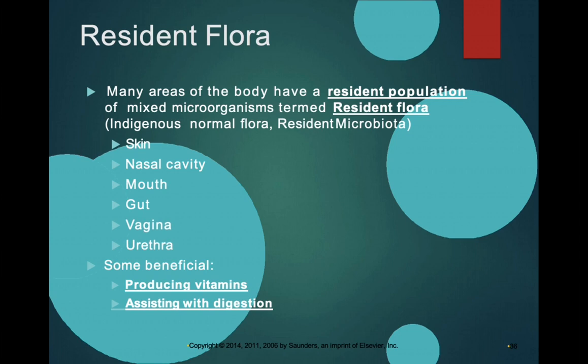Many areas of the body have a resident population of mixed microorganisms. These are called resident flora. They're indigenous. They're the normal flora. It's also referred to as resident microbiota. It's found throughout the body. We have these natural microorganisms on the skin and in the nasal cavity, throughout the mouth, the gut, the vaginal area, the urethra, and they're beneficial. Some produce antimicrobial factors, some produce vitamins, some help even with digestion.